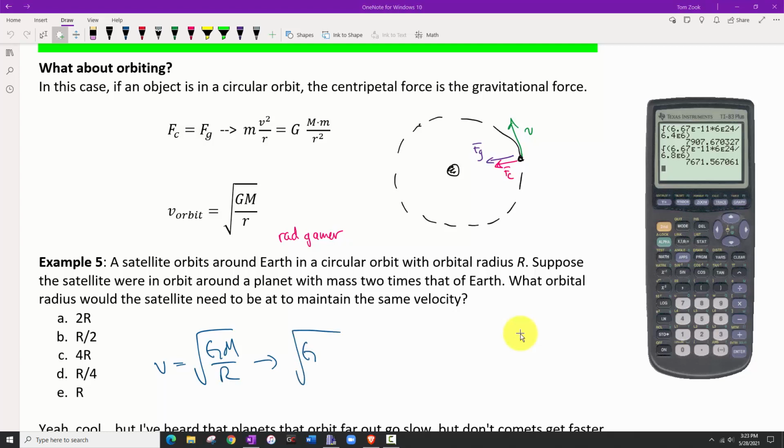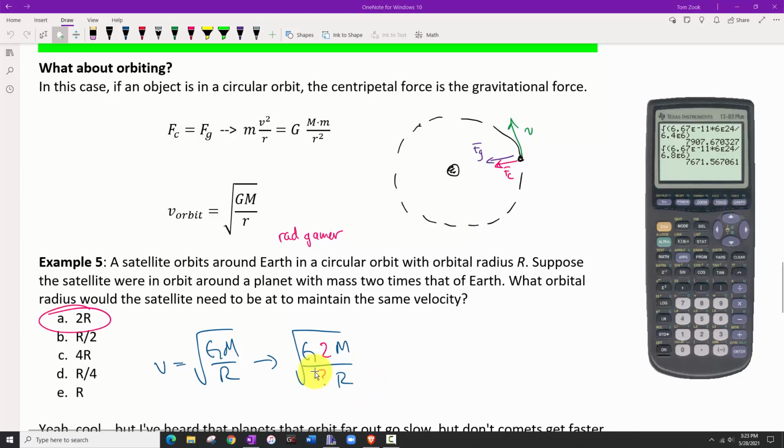We want to keep the same velocity. So the question is, what goes into that spot next to the r in order to make nothing change? Well, hopefully your algebra skills are pretty good and you notice that would just be r.